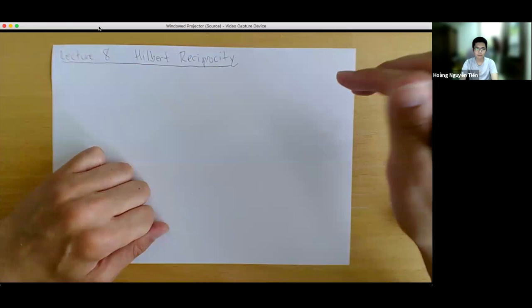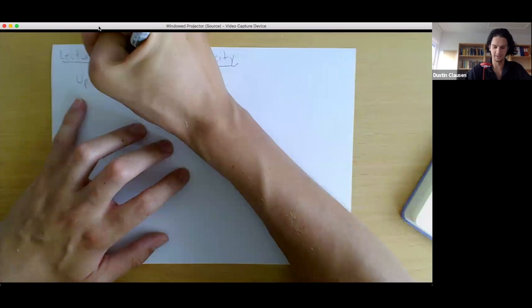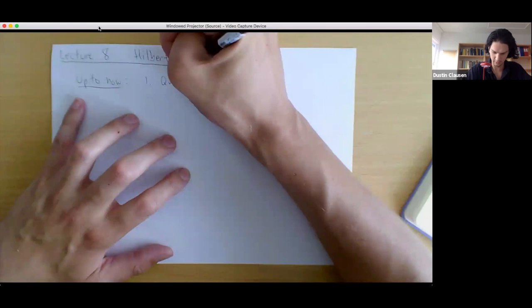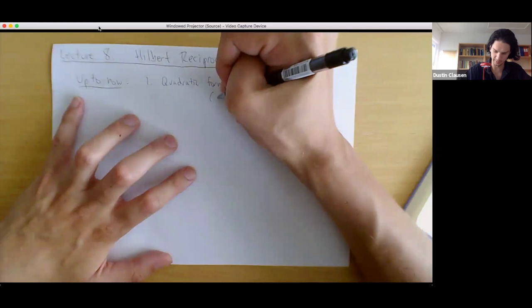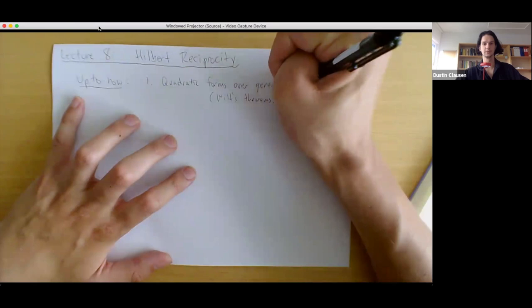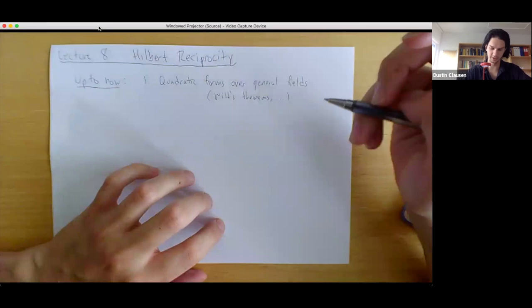So, let me just give a brief recap of what we've seen so far in the course, and then I'll say what we're going to do. Up to now, what kind of stuff have we been talking about? Well, one major topic was the theory of quadratic forms over general fields. So we had things like Witt's theorems and so on. Every quadratic form can be diagonalized, and then there's a certain set of moves for going between the diagonalizations of the same form. So classification of quadratic forms, what you can say over a completely general field.